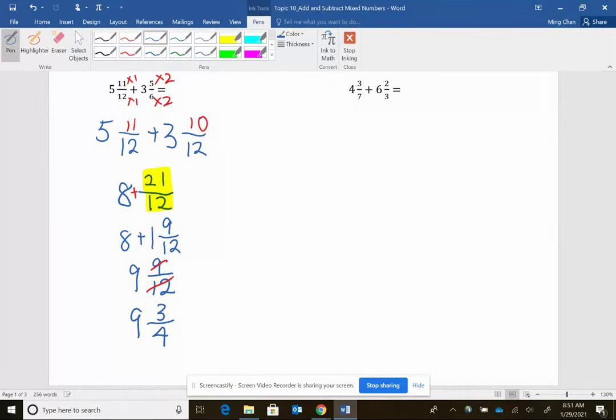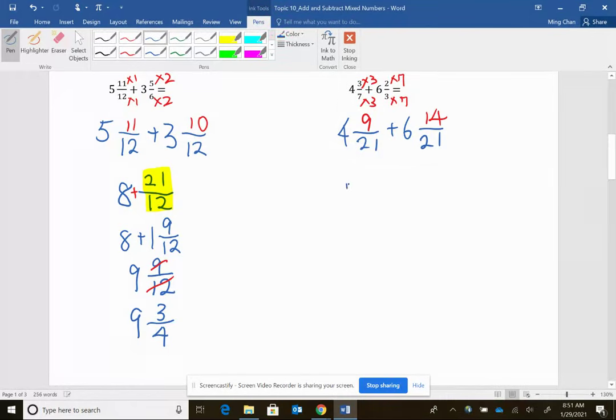All right, let's try another one. The LCD between 7 and 3 has got to be 21. Denominator 7 becomes the new LCD 21, times 3. The numerator times 3, that's 9. Denominator 3 going to 21 is times 7. Numerator 2 also increases 7 times, that becomes 14.